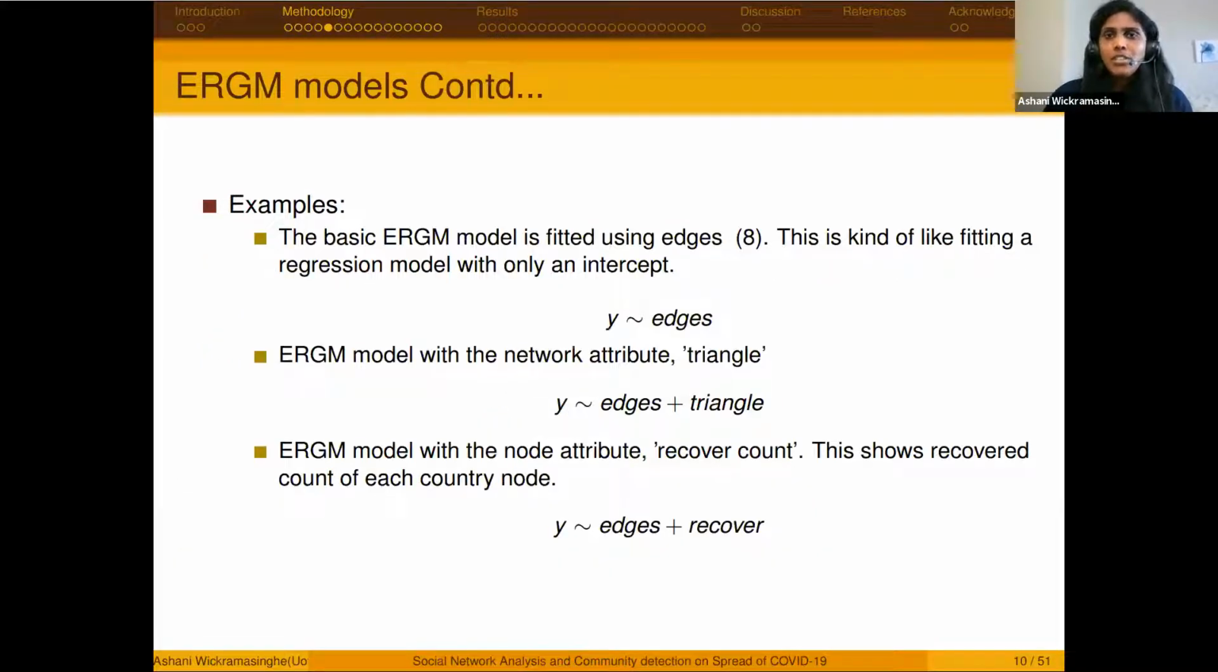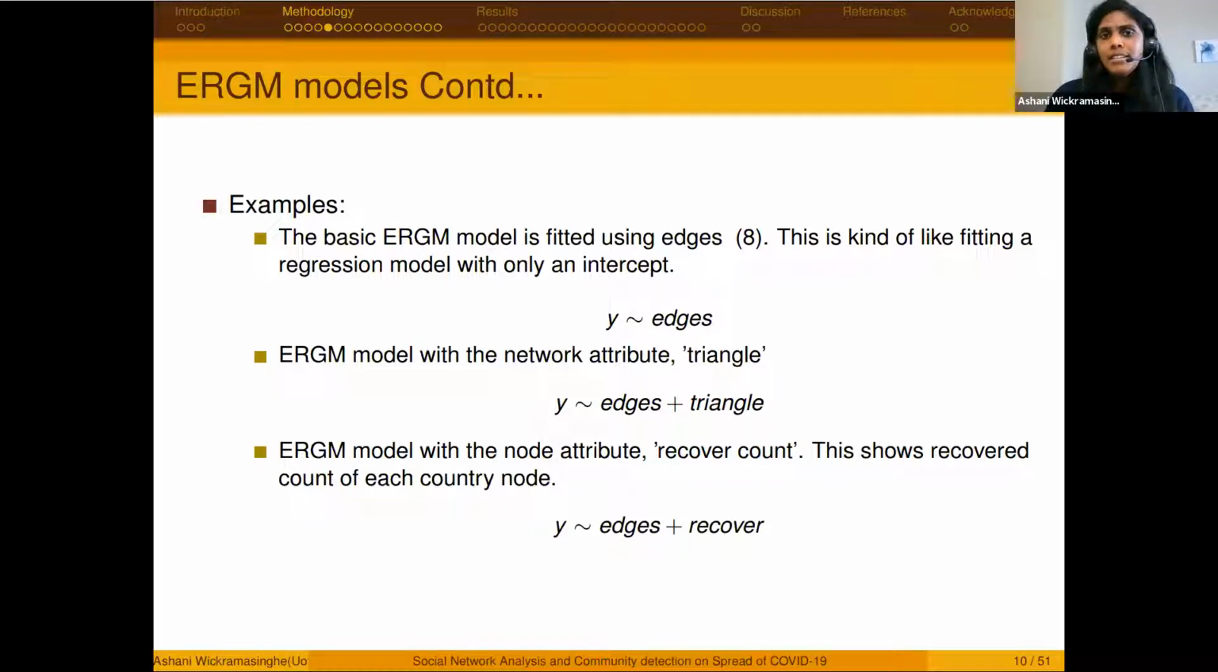Here, I will show how these models work. ERGM is like a logistic regression model for networks. They predict the probability that a pair of nodes in a network will have a link between them. The basic model is fitted using edges. It is like fitting a regression model with only an intercept.